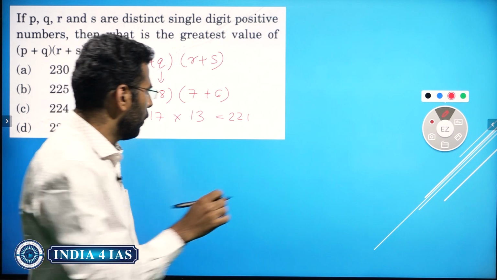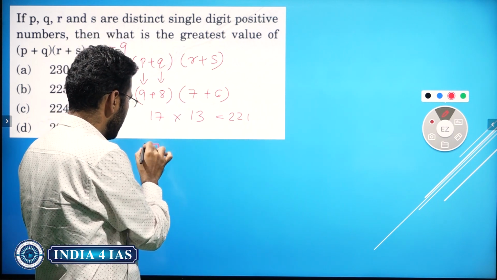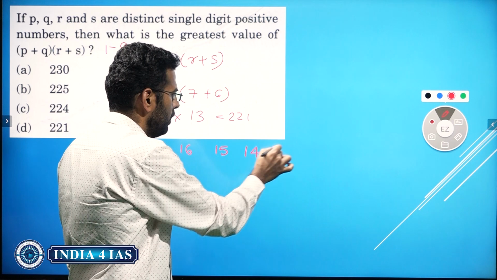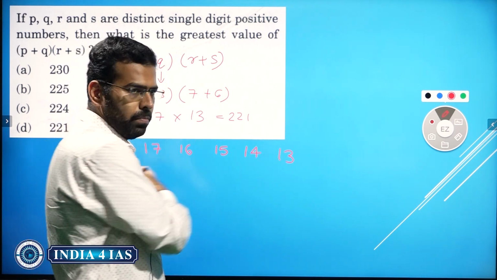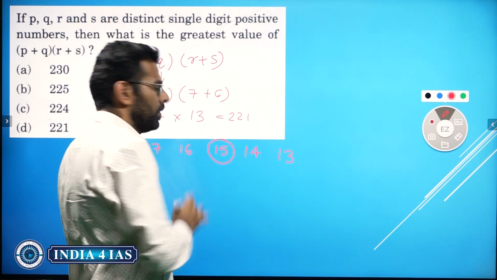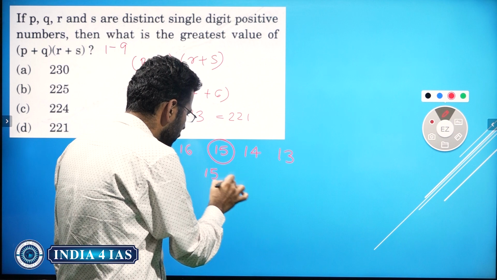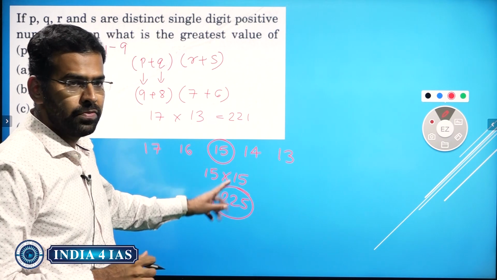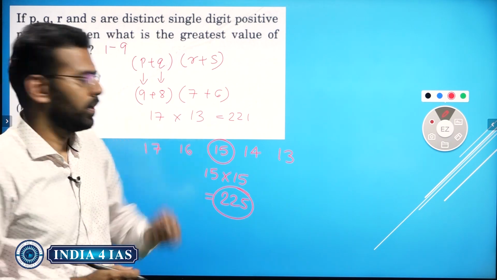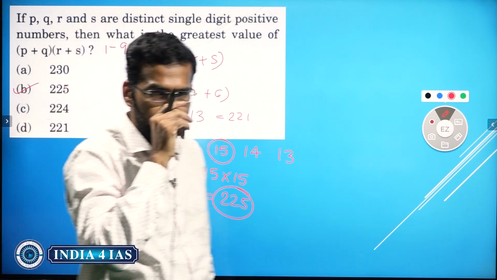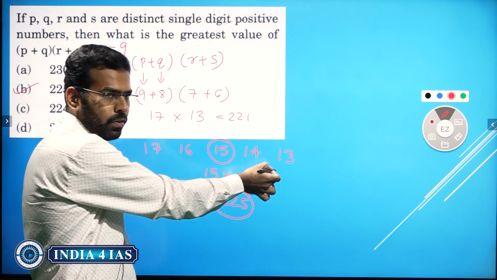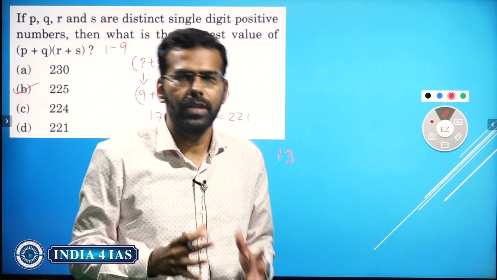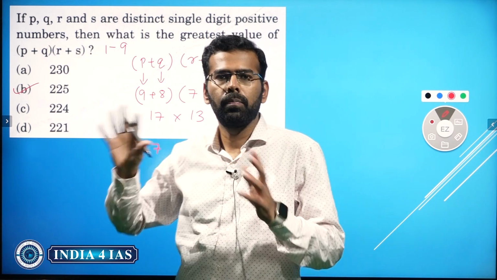Now, always remember, when you have continuous numbers like that, for example, 17, before that 16, 15, 14, 13. If these are consecutive numbers, then always the middle number, when you multiply the middle number twice, 15 into 15, which is 225, which is a square. Always remember the greatest value of this kind of question will always be a perfect square. Even if you take 16 and 14, multiply, it will be less than 225. Even 17 into 13 will be less than 225. Always perfect squares will be the greatest numbers when you multiply two different numbers.